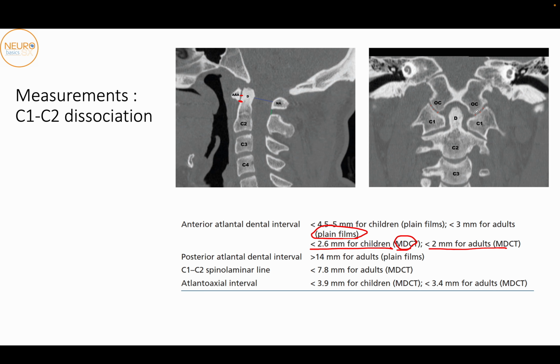Okay, so that is the measurement between the occipital condyle and C1. This is measured at three different areas, medial, lateral, and the middle segment, and joined together. So it gives you the total interval. It should be less than 3.9 for children and less than 3.4 for adults on CT.